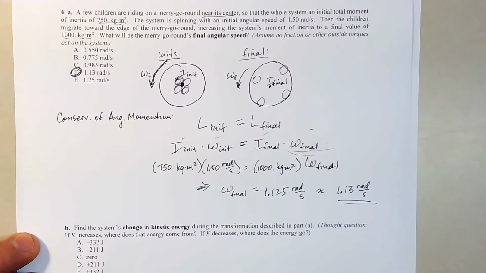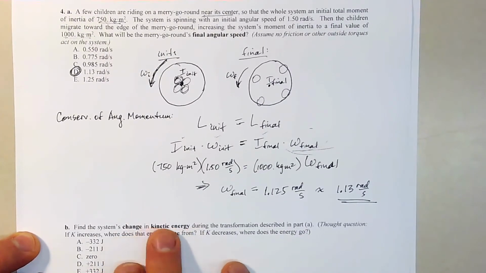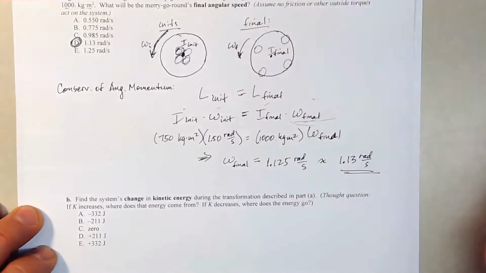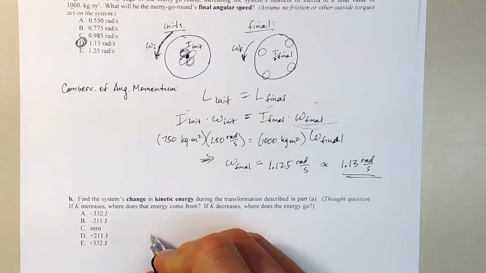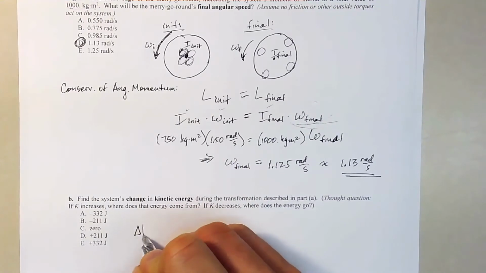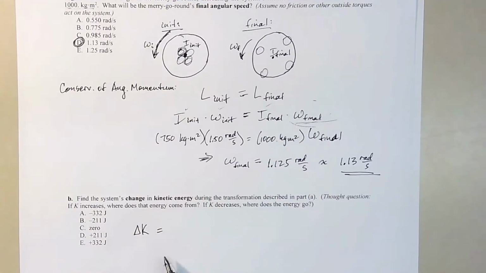Part 2 of this problem is just asking, what's the change in kinetic energy of the entire system during this transformation? So this is just a pretty straightforward calculation. So let's just find out what it is. So change in kinetic energy. And by the way, another way to ask this question would be to say, what is the net work done on the system? In which case we would say, all right, the work-energy theorem says the net work done on the entire system by the children is equal to the change in kinetic energy of the system. So net work is just equal to delta K. So both of those would be equivalent questions.